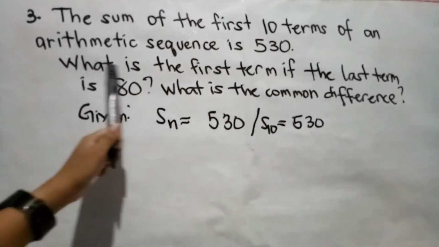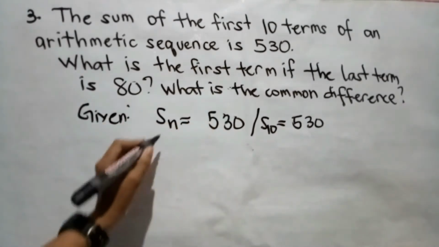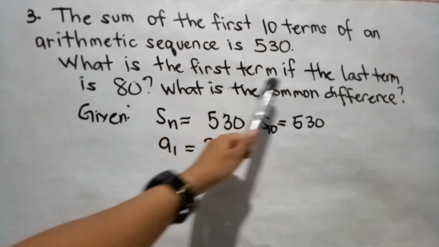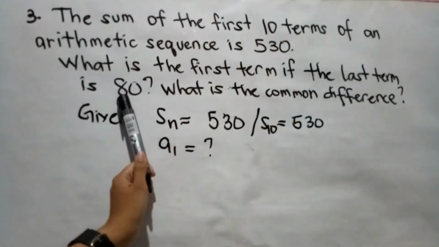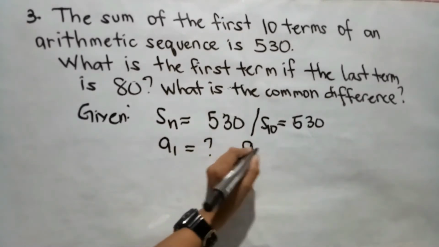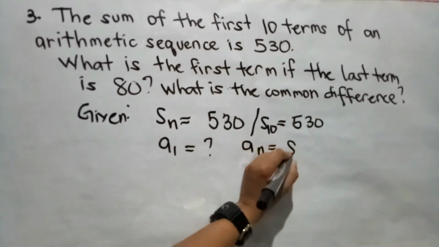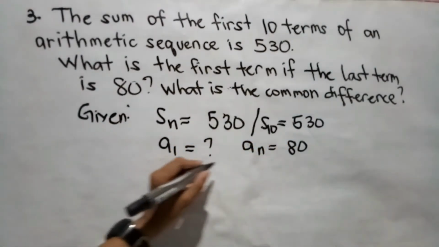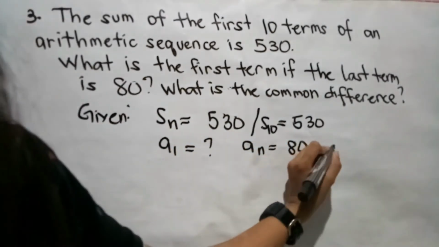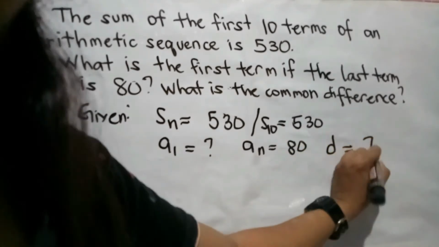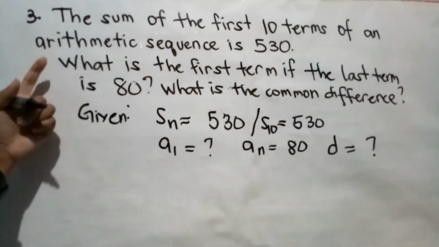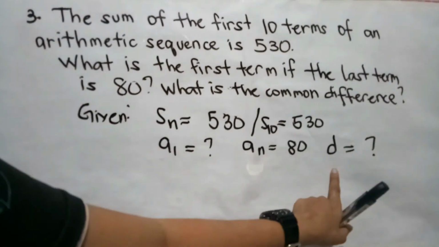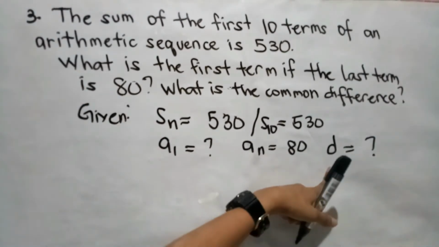Next given. What is the first term? Okay, first term. So unknown is the first term. If the last term is 80. So A sub n is equal to 80. And what is the common difference? So d is not given also. In this problem, what you are going to find is the A sub 1 and the common difference. So let's use the formula.